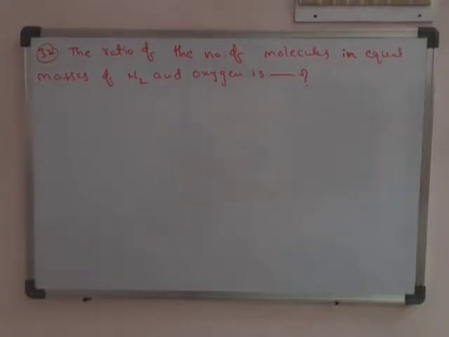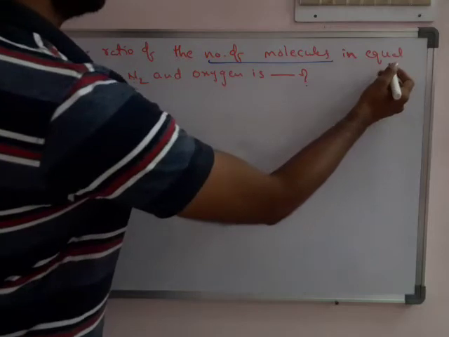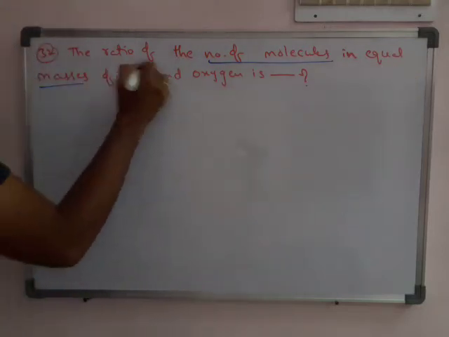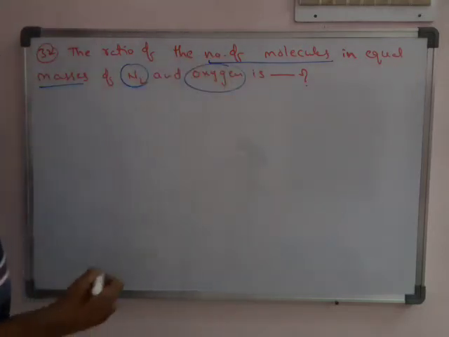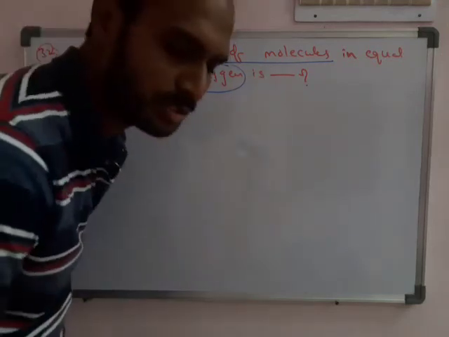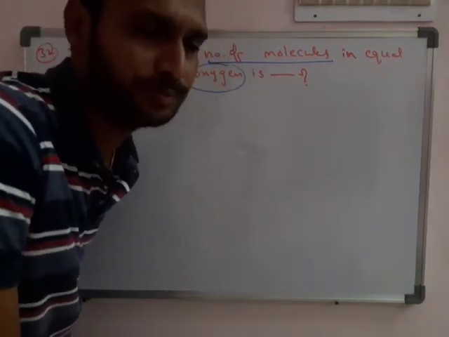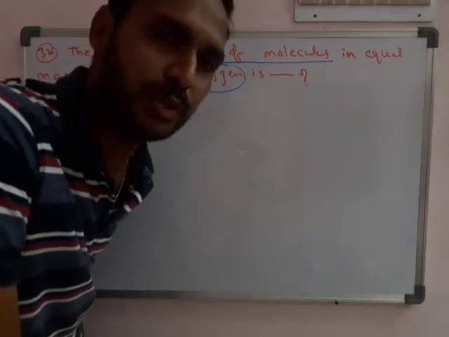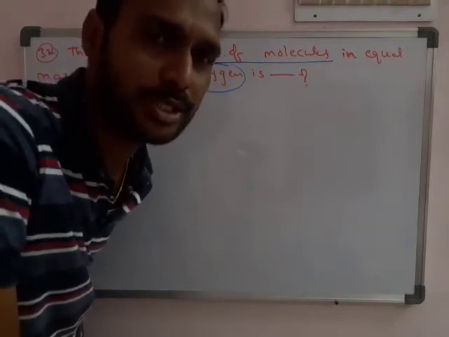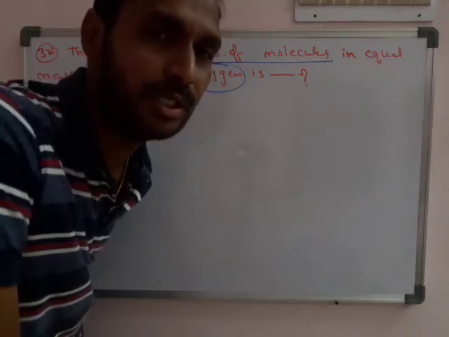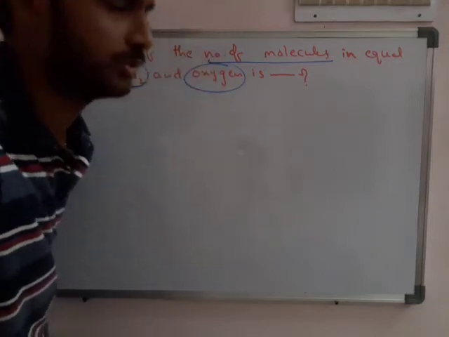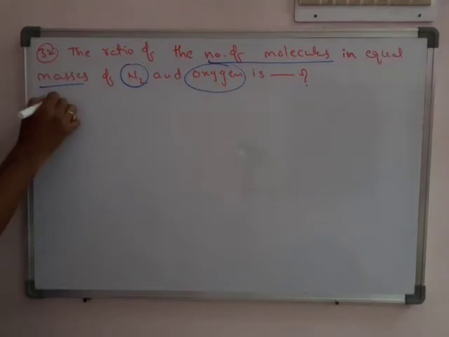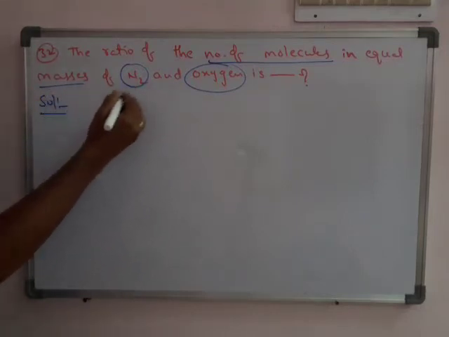Okay, see the next one. Find the ratio of the number of molecules in equal masses of nitrogen and oxygen. We know that the number of molecules is nothing but the number of moles ratio. We don't have to find the exact number of molecules, the question is only about the ratio. So the ratio of the number of moles is nothing but the ratio of the number of molecules. So let's just find the number of moles.